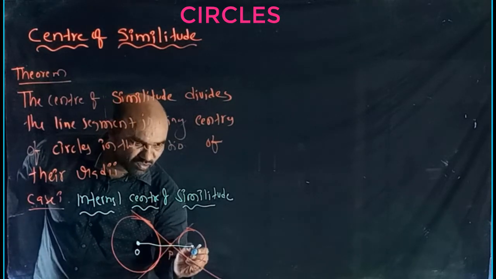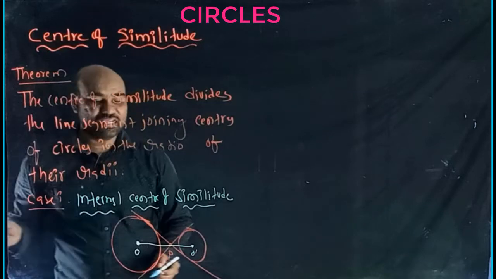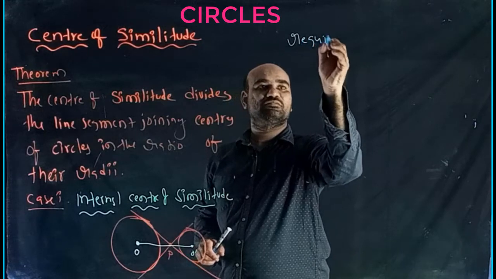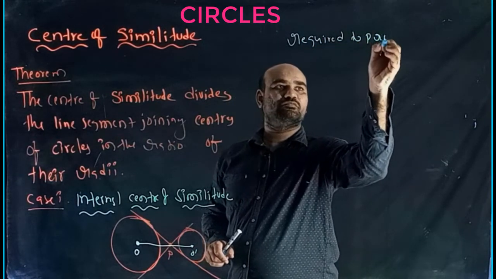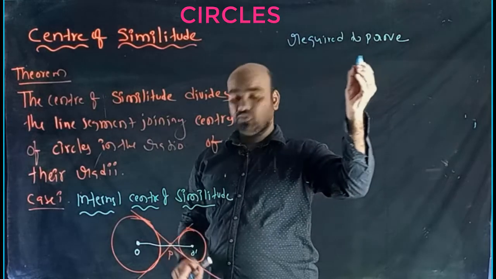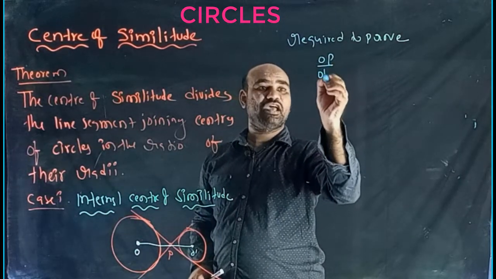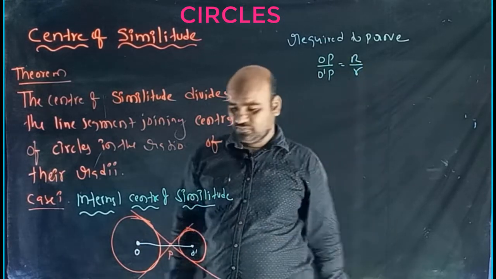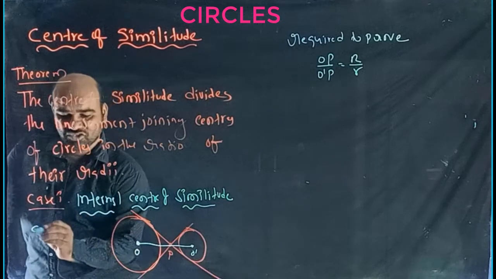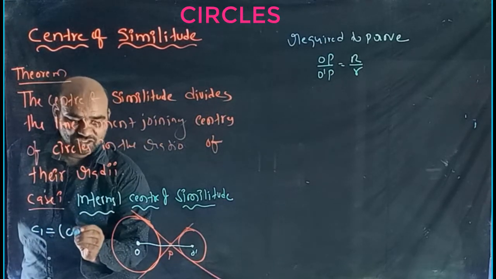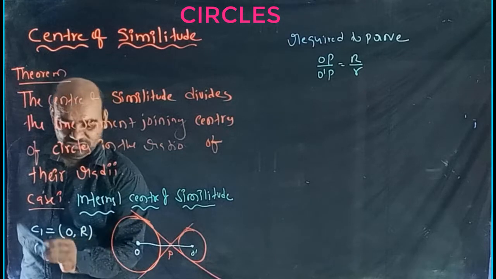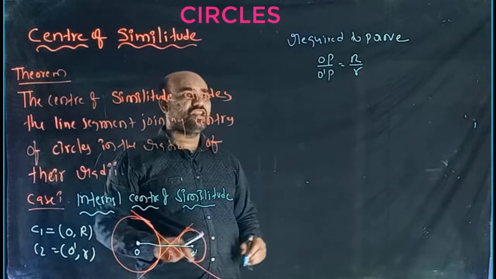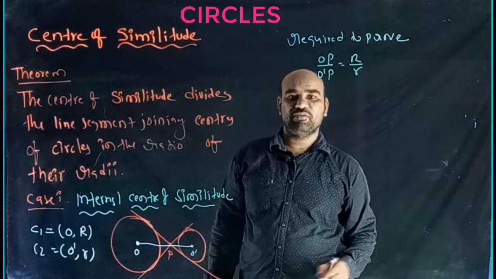This is O, this is O dash, in the ratio of their radii. What should we prove here? Required to prove: OP by O dash P equals R by r. Say this circle's radius is capital R and the second circle's is small r. So I will write here: C1 is a circle with center O and radius capital R. C2 is a circle with center O dash and radius small r. Now you want to show that OP by O dash P equals capital R by small r.